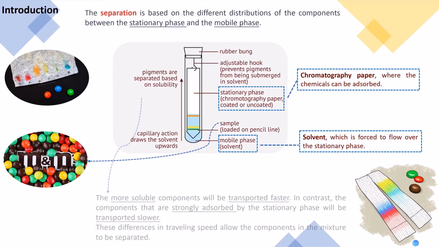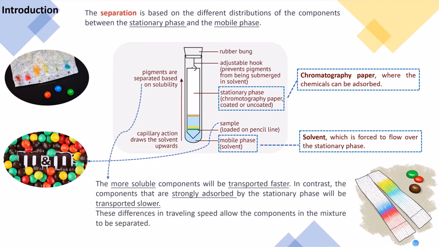In this experiment, the more soluble components will be transported faster. In contrast, the components that are strongly adsorbed by the stationary phase will be transported slower. These differences in traveling speed will allow the components in the mixture to be separated.